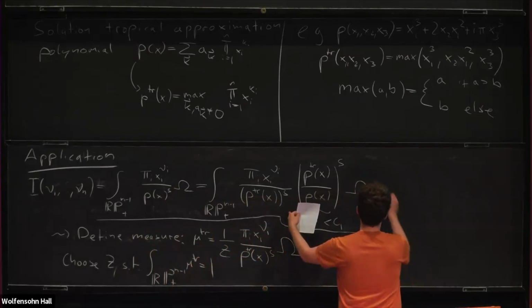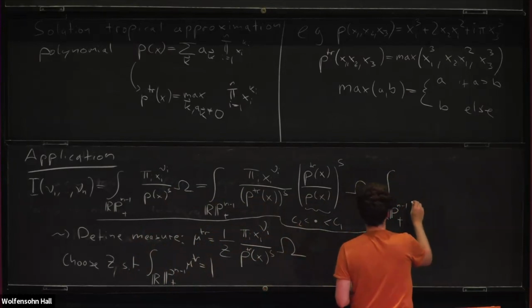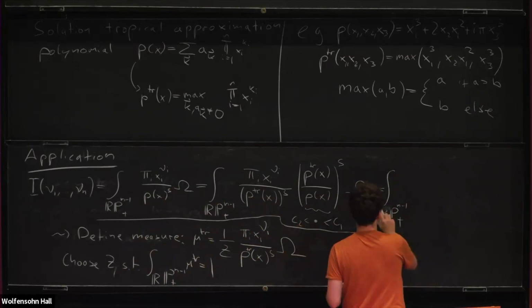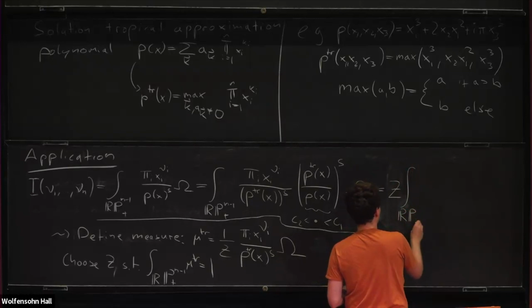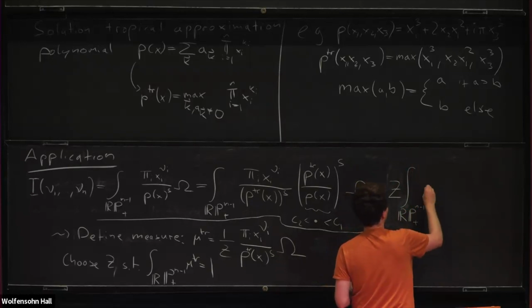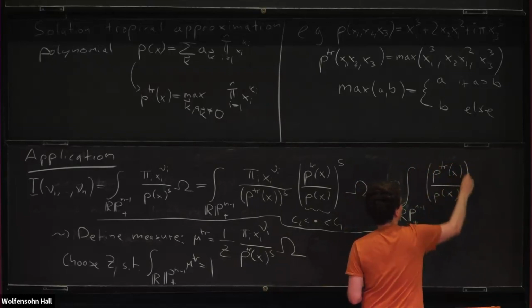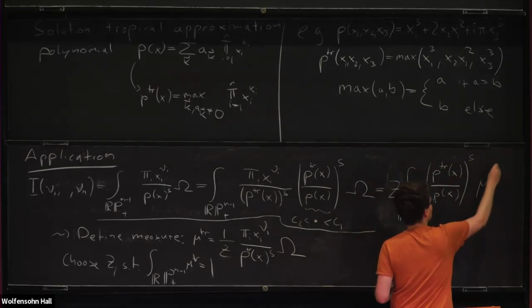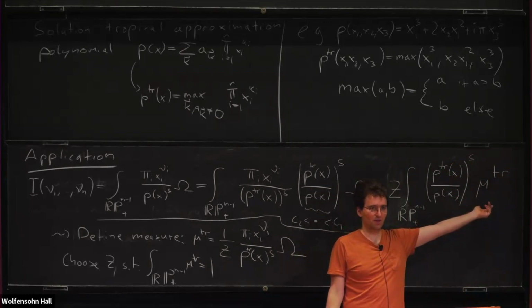Now we can use this to rewrite the complete integral once again. So we start with the normalization factor z. And here we are just integrating now over this correction term. And the measure is now only this tropical measure over the space.